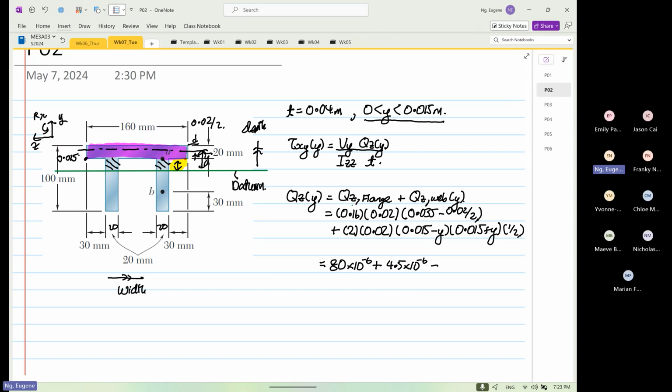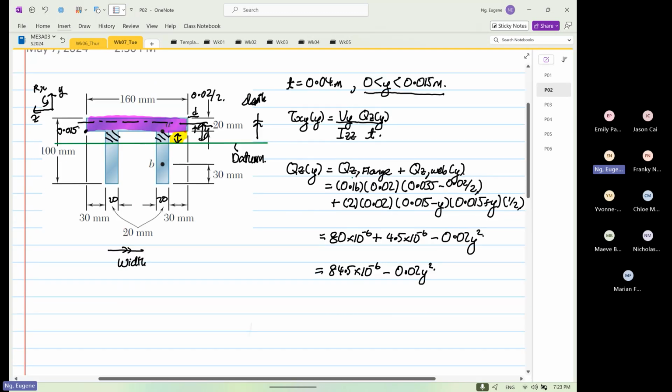And then minus 0.02 y squared. So this will give us our 80 to the power minus 6 plus 4.5 to the power minus 6. So it's 84.5 times 10 to the power minus 6. And then we minus 0.02 y squared.